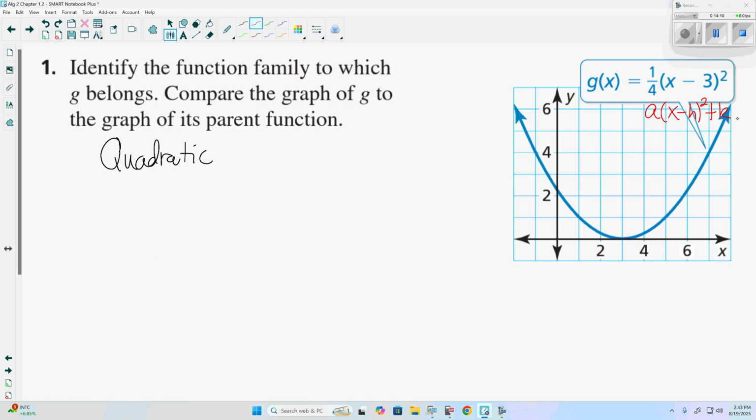Do we have a value for h? Is it moving left or right? x minus 3 inside, yes? So there is a movement left or right. How far are we moving? 3. Now which direction? Opposite of what we think. Since it's negative, it could be to the right. The value of h is actually positive 3. x minus 3 is 3 units to the right. If it had been x plus 3, it would be 3 units to the left.